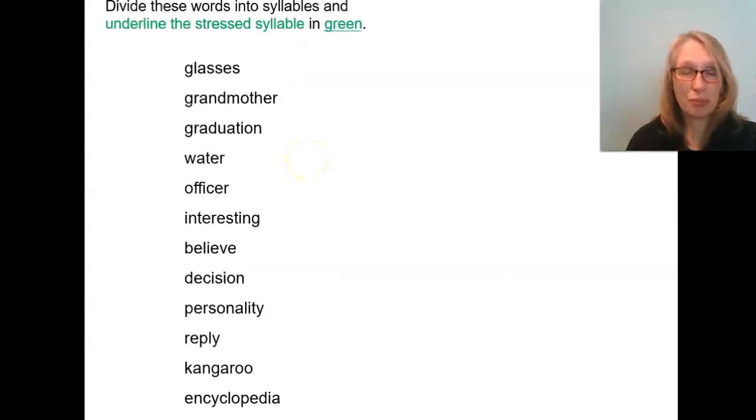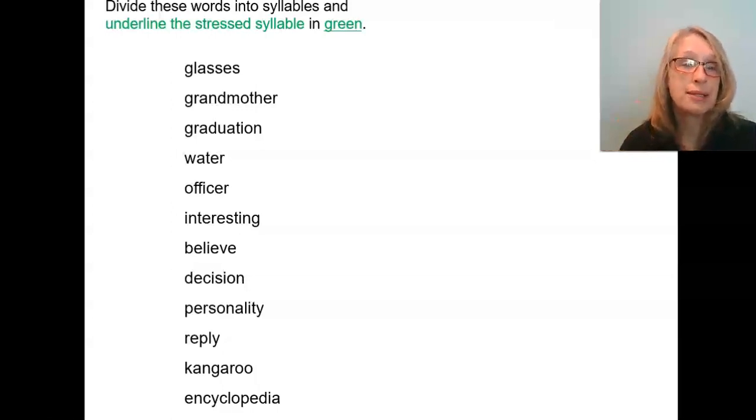I just want to show you one more trick to help you remember where the stressed syllable is in a word. Here we've got a number of different words, and we are going to first of all try and find the stressed syllable. So in your mind, divide these words into syllables. You can also take a piece of paper and write them out. And when you are going through this, just say the word out loud to yourself or to somebody else and figure out where the stress is.